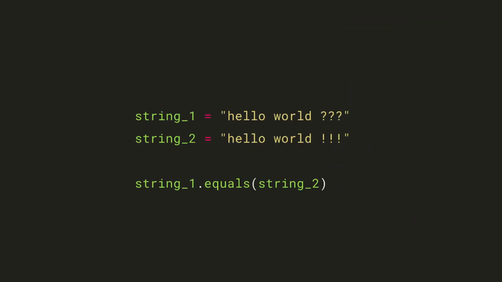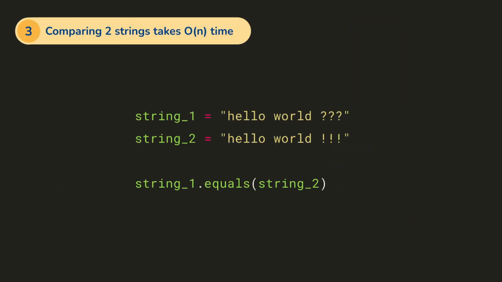Comparing 2 strings takes at most n operations because we have to compare each individual character. In theory, the worst case complexity is big O n, although in practice many compilers and interpreters use a variety of optimizations to improve the average time complexity.